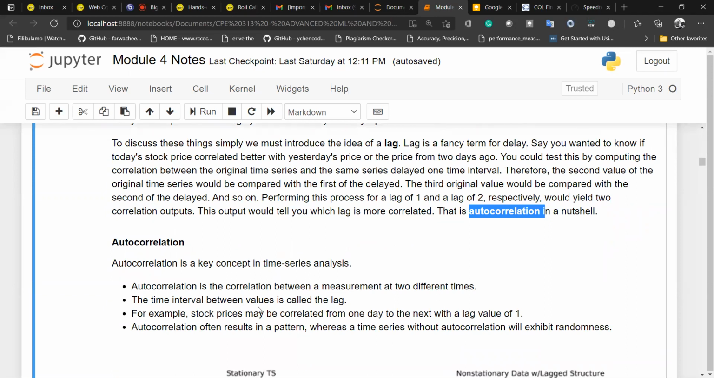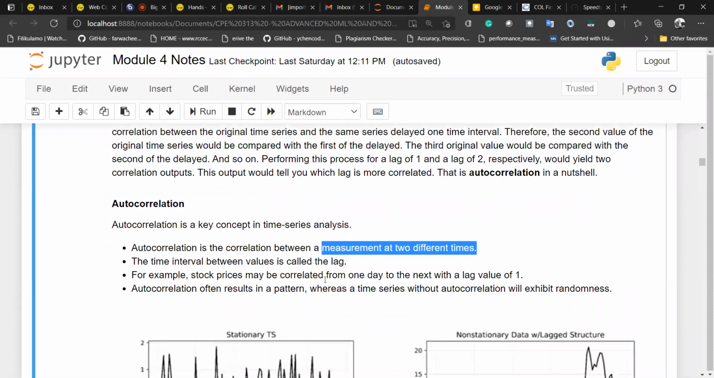So what is autocorrelation? It's the correlation between the measurement at two different times. So it can be a lag 1 or a lag 2, something like that. And the time interval between values is called the lag. And for example, sabi nga dito, stock prices may be correlated from one day to the next with a lag value of 1, and this often results in a pattern, whereas a time series without autocorrelation will exhibit randomness.